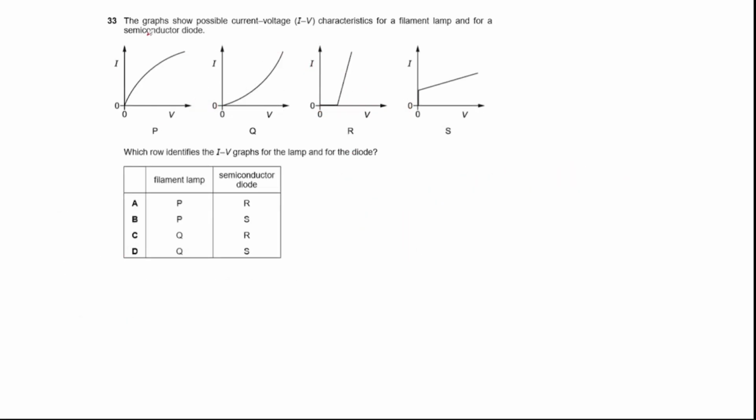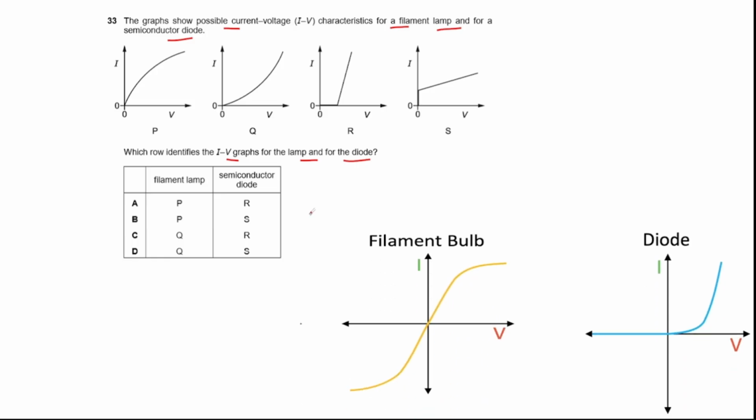Question number 33. The graphs show possible current-voltage, I-V, characteristics for a filament lamp and for a semiconductor diode. So the four options are given. Which row identifies the I-V graphs for the lamp and for the diode? So the graph for each of them is shown here.